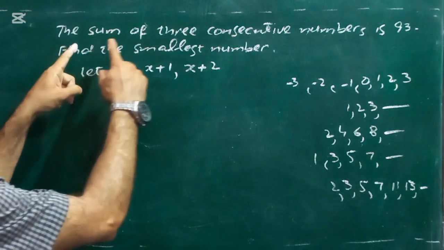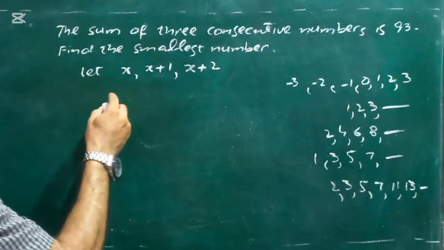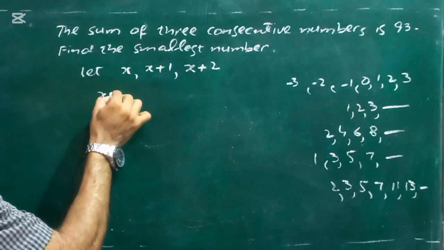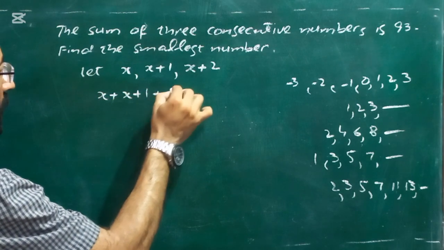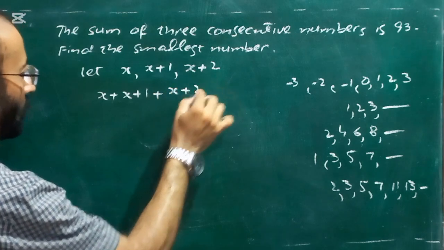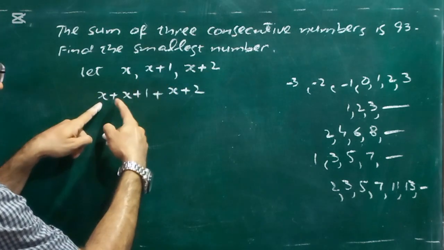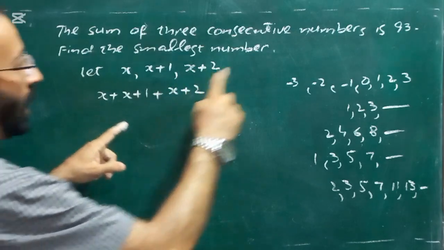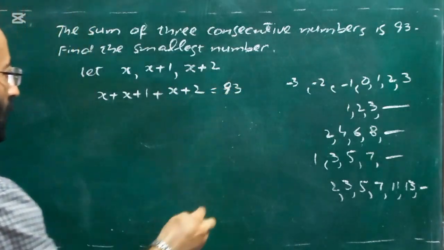Now the statement is: find the sum of the three consecutive numbers is 93. So now sum them. So x plus x plus 1 plus x plus 2. If you look, I have added all these three numbers, and the sum is 93. So this is the equation now. This will be solved now.